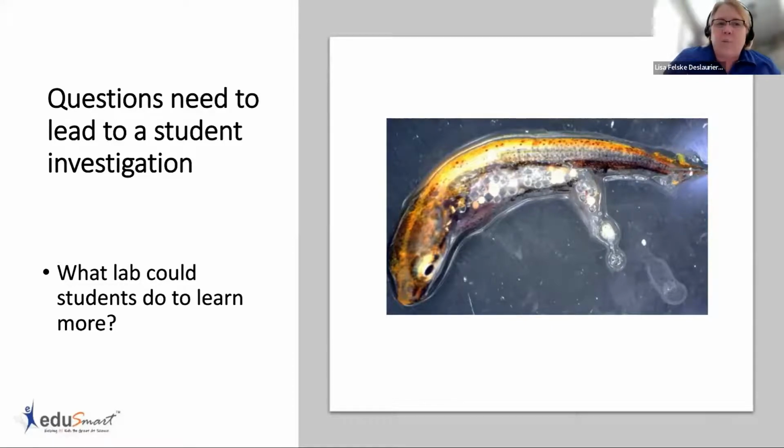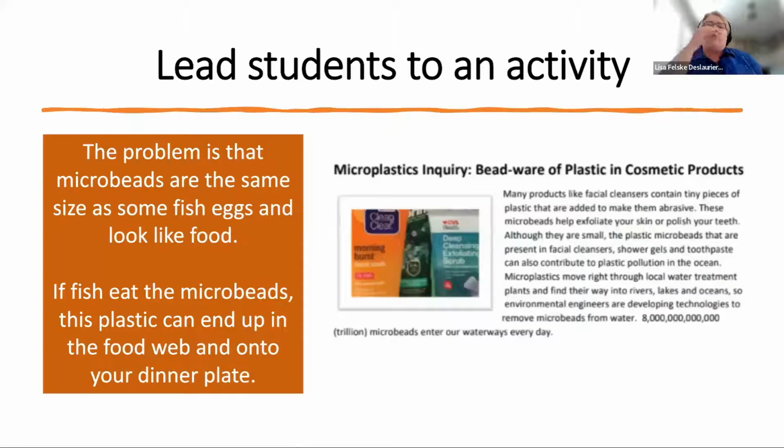And I think we are probably at that point where I could introduce the lab I want to do, and you're going to tie it back to this fish picture and the storyline when we do it. So there's a problem, and the problem is that these little shiny round things are microbeads that are found in cosmetic products. They're the same size as some fish eggs, and they look like food. And so if a fish eats the microbeads, this plastic can end up in the food web and onto your dinner plate. So now, what kind of questions would you have knowing this information?